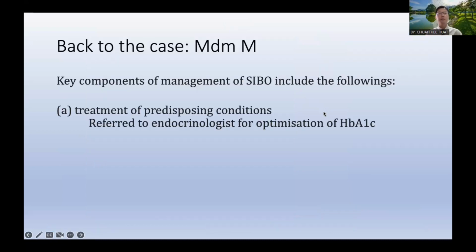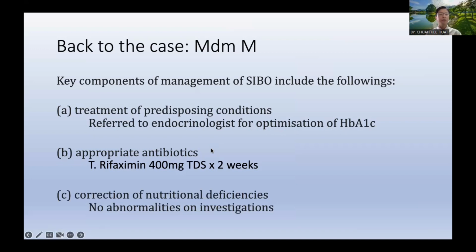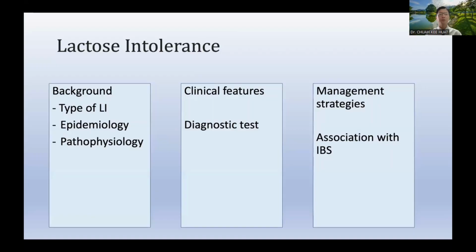So back to case Madam M. So treatment, I referred the patient to endocrinologist for optimization of HbA1c in order to treat the predisposing condition. I treat the patient with appropriate antibiotic like rifaximin, 400 mg TDS for 2 weeks. To correct the nutritional deficiency, actually no abnormalities on the investigation. So after 1 month, the GHBT was normal and the symptom improved significantly, and she was optimized on the diabetes by the endocrinologist.